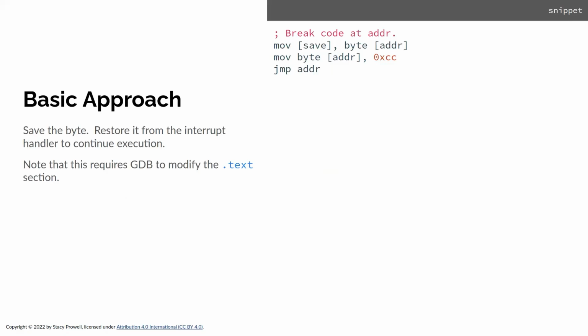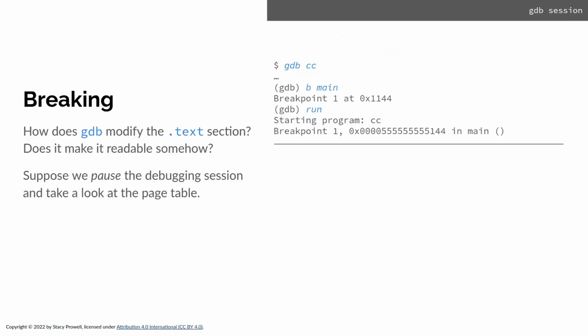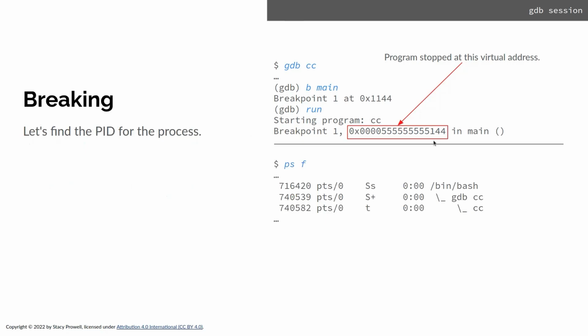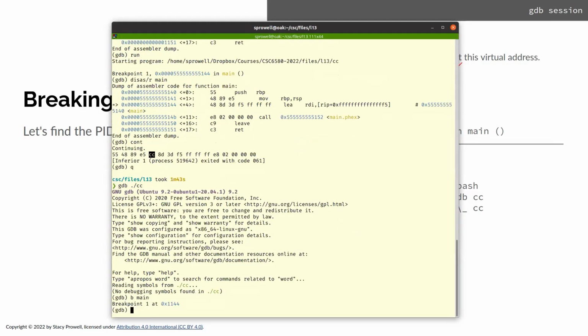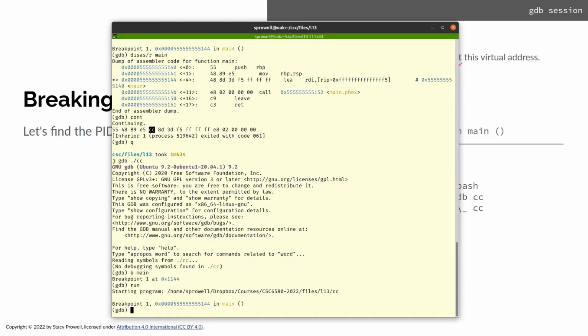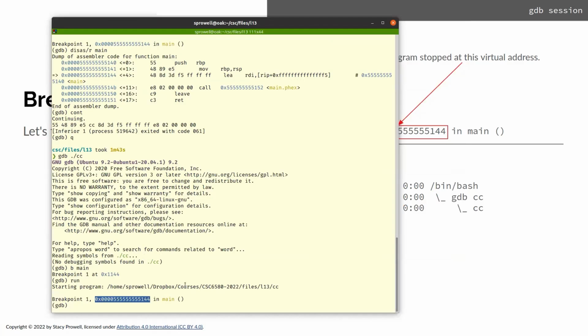Maybe it's loading it with write permissions. Well, we can check that. So if we're in GDB and we're looking at CC and we break at main, we run it and it breaks. We can look at the virtual address where we stopped, and we can go and look for the process. So in GDB, break at main, we run, we stop here. This is the virtual address I get for this one, and it's the same one as that one. That's great.